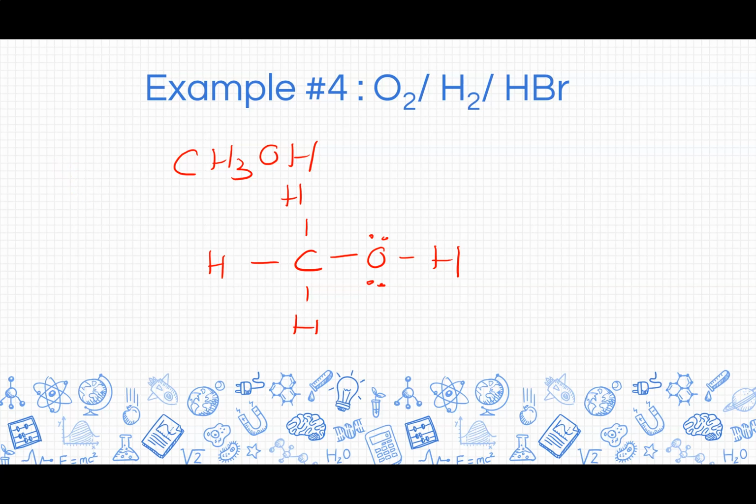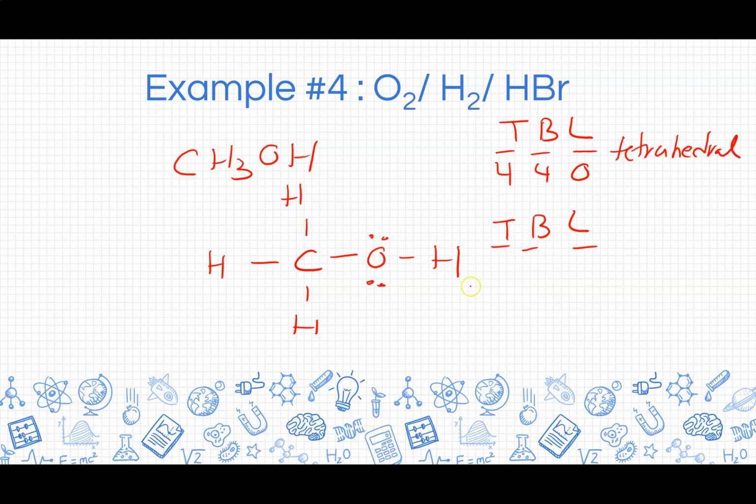So if a question was to ask you for the shape of this molecule, they would have to say, what is the shape around the C? Or they would have to say, what is the shape around the O? And when I do that, TBL, for the C, I get 4, 4, 0, which ends up giving me a tetrahedral shape. And when I do it for the O, it ends up giving me 4, 2, 2, which is bent in shape.